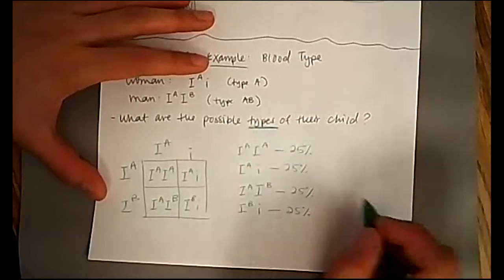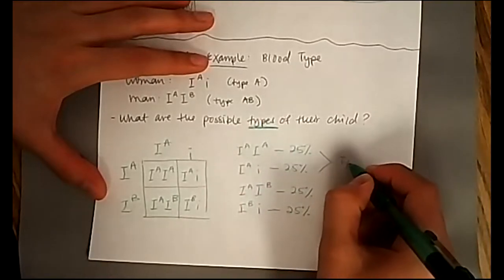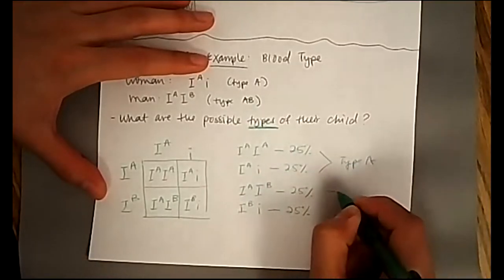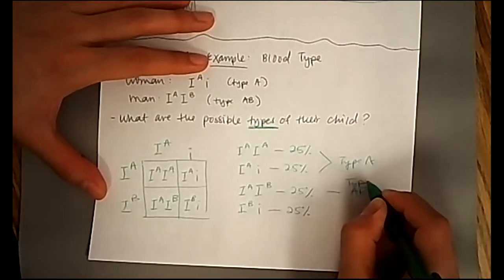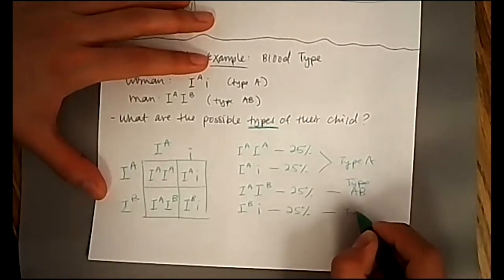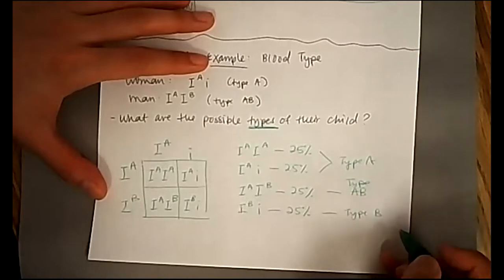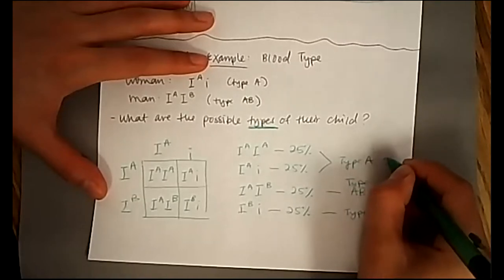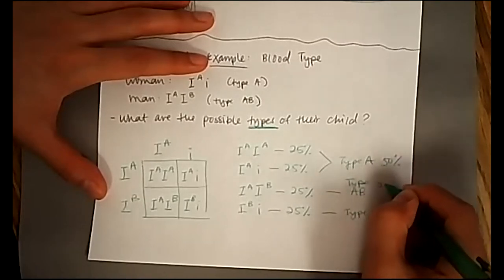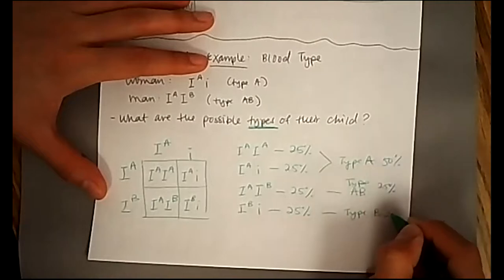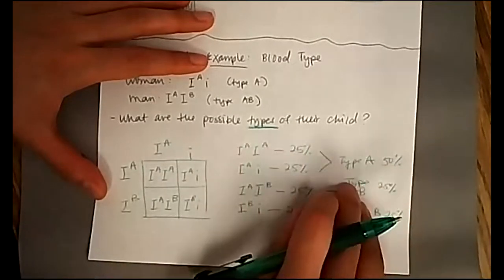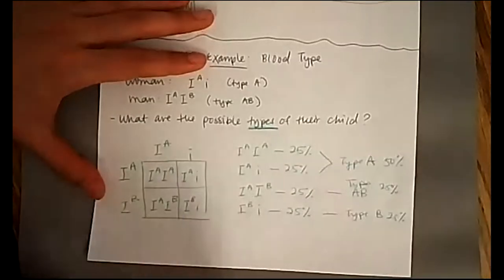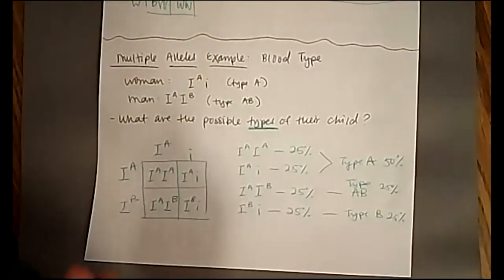So that means we're talking about phenotypes. We know that these two are both type A. This one is going to be type AB, and this one is going to be type B. So type A is going to be a 50% chance, while these still remain at 25% chance respectively. Okay, so these would be the possible blood types and the percent chances of the kid's blood type whenever they have a kid.